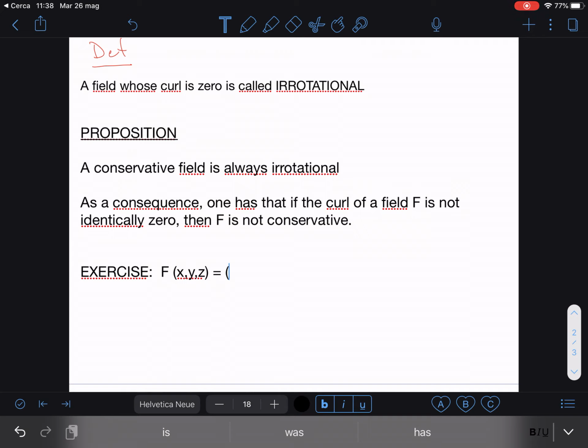Sorry, I'm looking for this field, this exercise I gave you. If I remember well, it was 1, x... or 1, z.